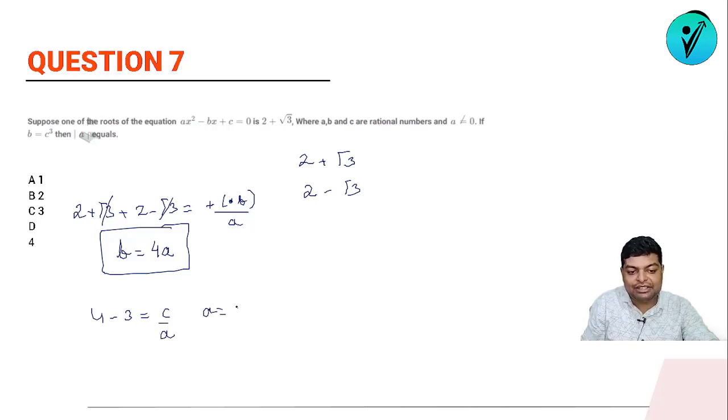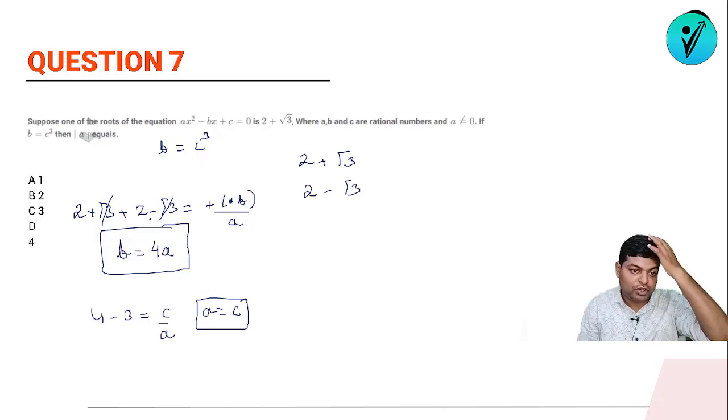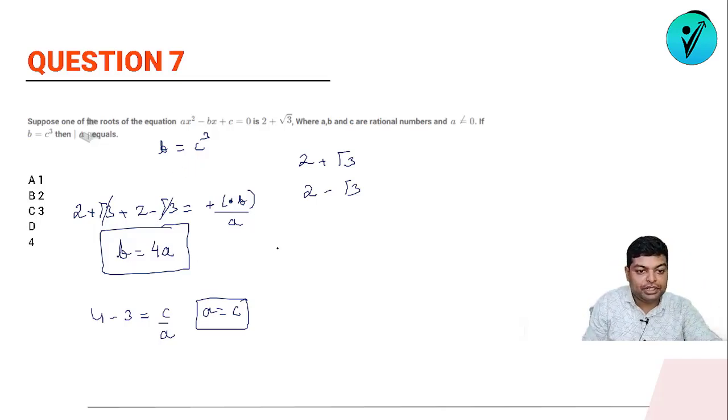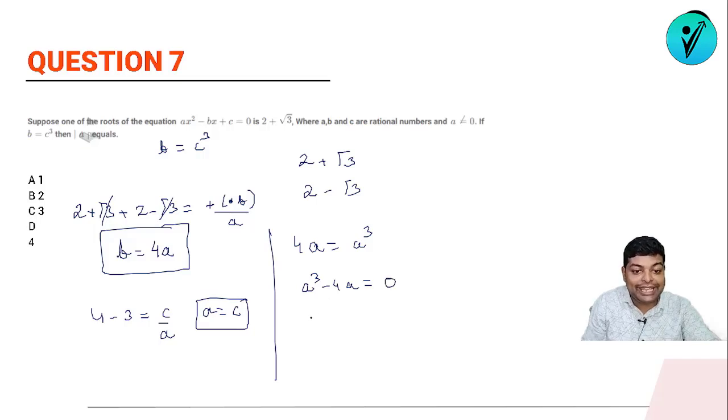This means that a is equal to c. Okay, the value of a is equal to c. Also in the question it has been given that b is equal to c cube. Now instead of b, can I write 4a? Instead of b, I'll be writing 4a. So it will be 4a equals to, and as a equals c, it will be written as a cube. So we can say a cube minus 4a is equal to 0. If you take a common, we'll have a square minus 4 equals to 0.